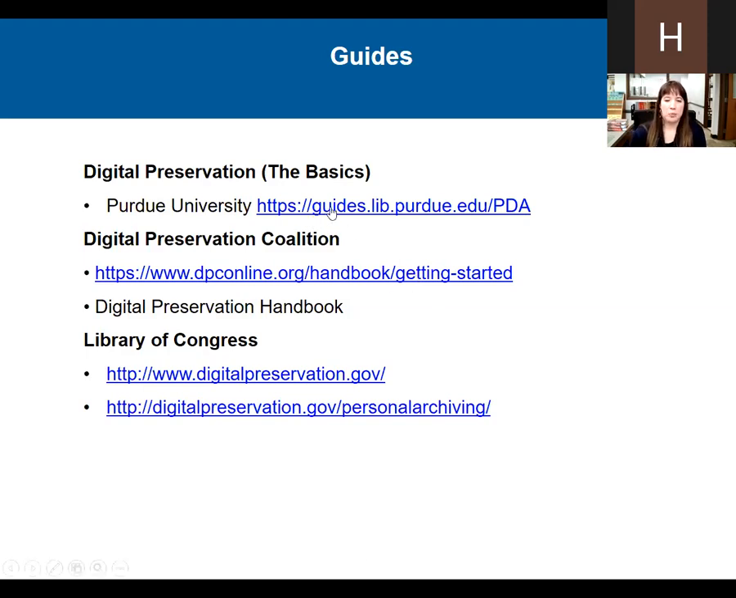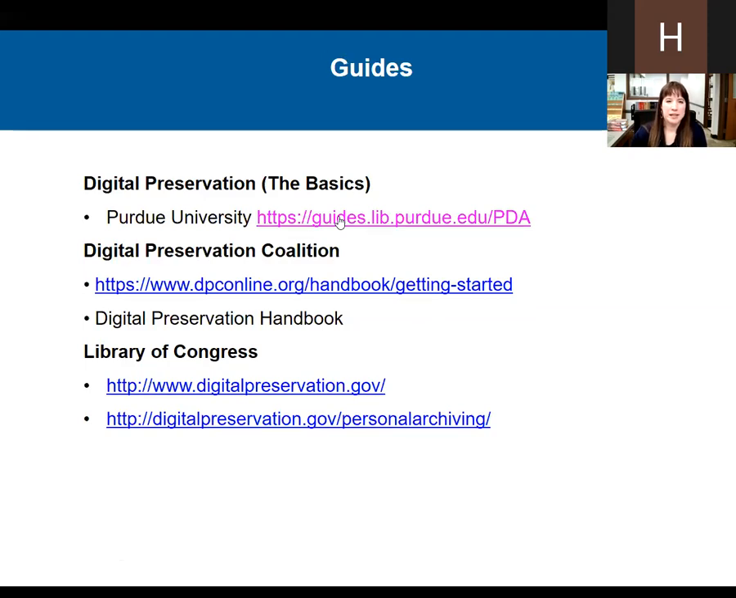So for example, Purdue University has a library guide that they've created. It's on personal digital archiving, the basics. So this goes over a little bit of what we talked about with the basics of identifying the files you want, organizing them, making copies, storing them in different locations. So the basics of what digital preservation means and what it entails. It also talks about file naming and what you do and don't want to use for file naming conventions. But it also talks about some of the things that digital preservation is not.